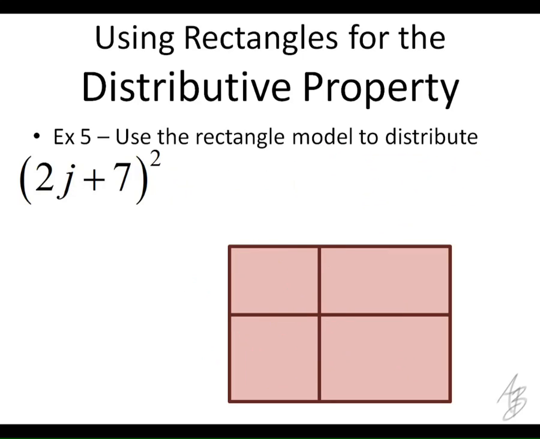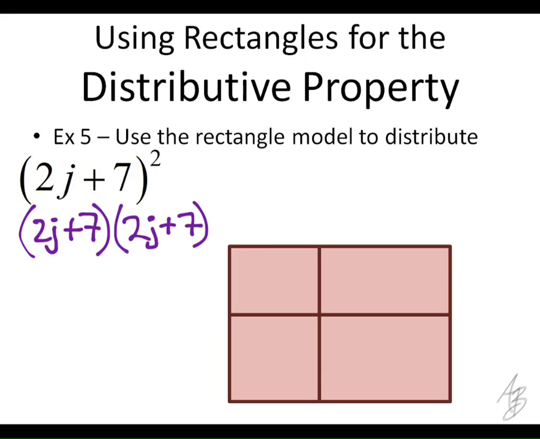Alright, next one. What's another way of writing this? 2j plus 7 squared means what? What does the square mean? It's 2 of them, right? So instead of writing 2j plus 7 squared, we could write this as 2j plus 7 times what? No. 2j plus 7. 2j plus 7 squared just means 2j plus 7 times 2j plus 7. And now it's the same kind of problem we just did, right? So the tricky part here is just knowing what that square means. Go ahead and do this one.